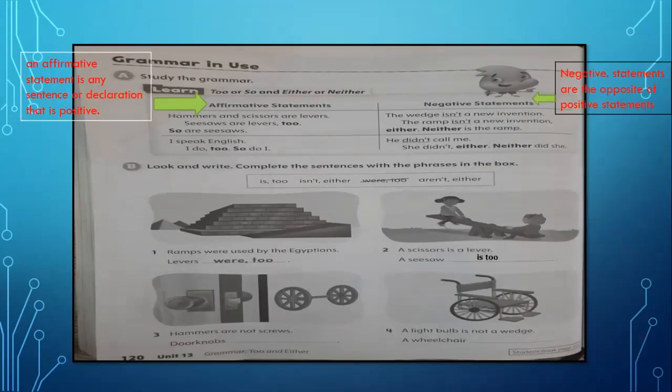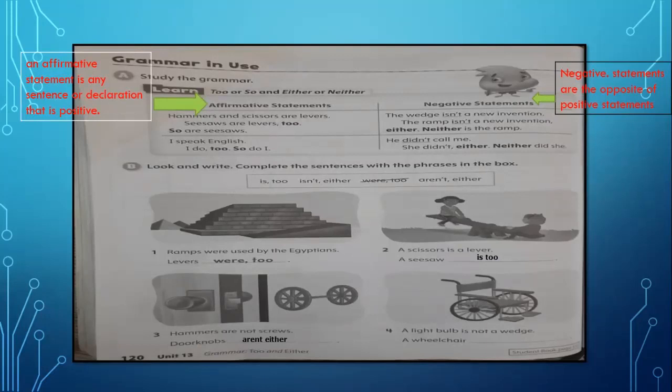Okay. Hammers are not screws. Doorknobs dash. Yes, Iman Fatima. Ma'am, are not either. Hammers are not screws. Doorknobs aren't either. Okay. A light bulb is not a wedge, a wheelchair dash.